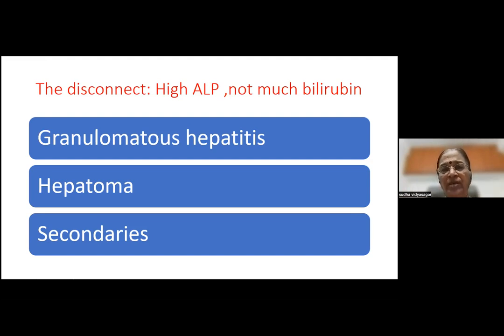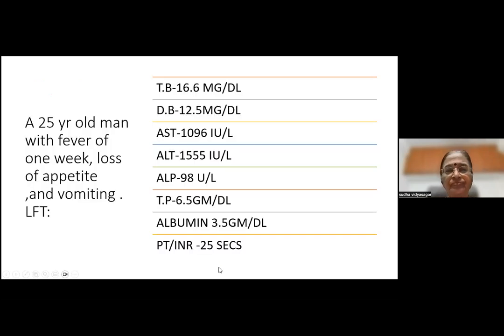Then you have to think that it is probably a granulomatous hepatitis, and those causes, the hepatoma and secondaries, which are the most important causes. So when you're looking at an LFT and not finding much bilirubin, but are having a high ALP, then you think of one of these as your causes. Okay. So that's an important learning that you have to make from the LFT. Moving on to the next part.